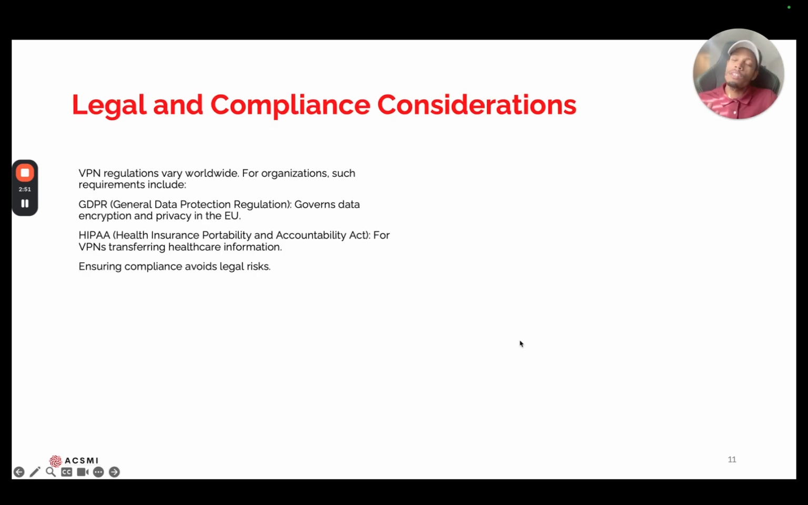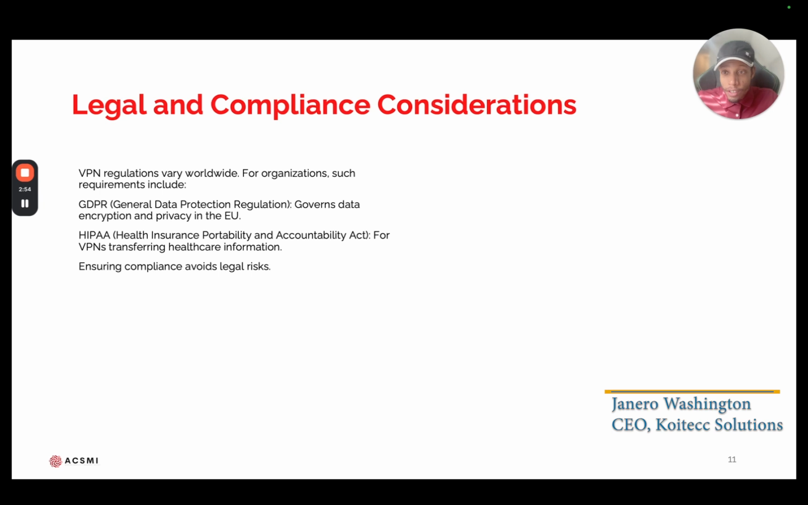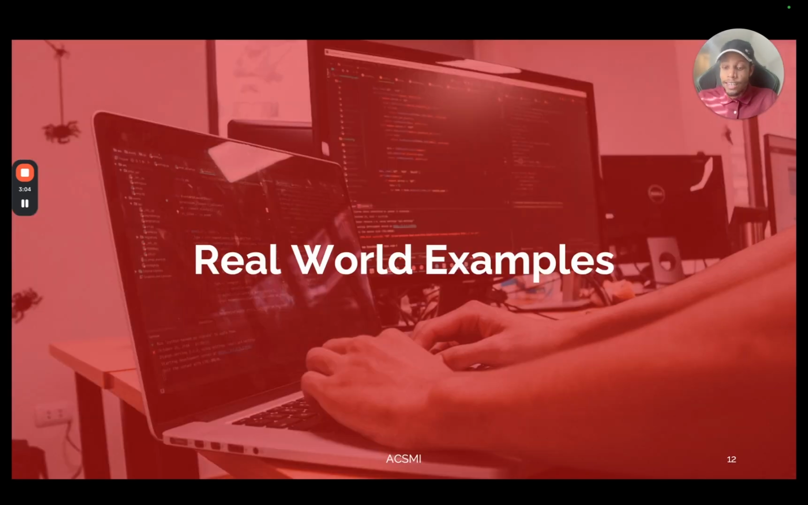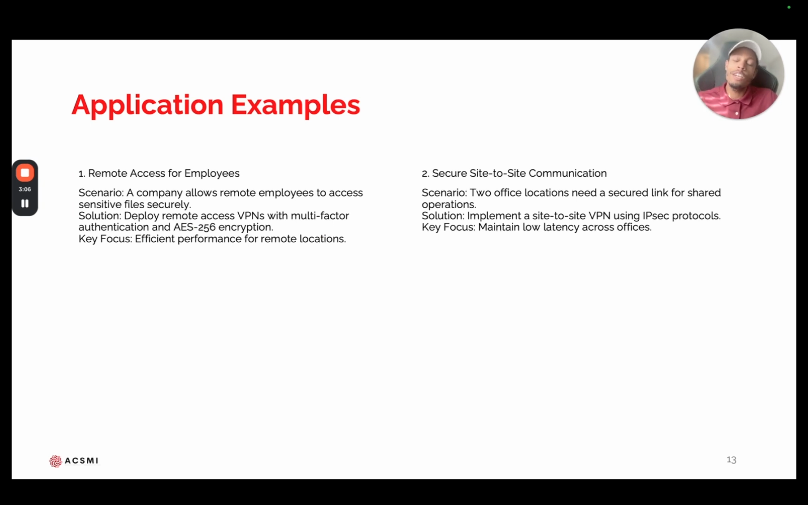And we always know it's going to rely on some form of legality or regulatory body. So VPN regulations are going to vary depending on where you're at, but just know the two blanketing ones are going to be GDPR and HIPAA. So understand that there are going to be risks associated with not doing this. So you may want to go ahead and figure out what governing body you're going to need to abide by. And one of the examples is that we're going to have remote access for our employees. So a company itself can allow employees to access the actual internal network, right, by deploying a VPN with AES and with multi-factor authentication, because again, this is going to increase performance, but also increase security as well.